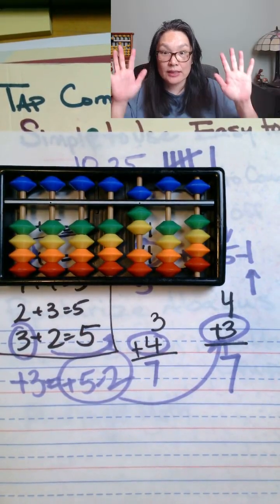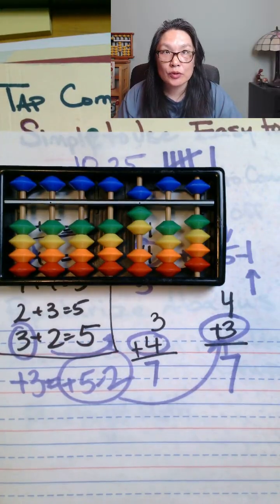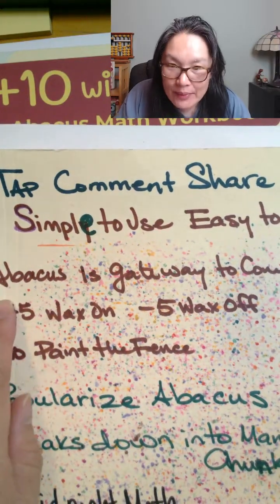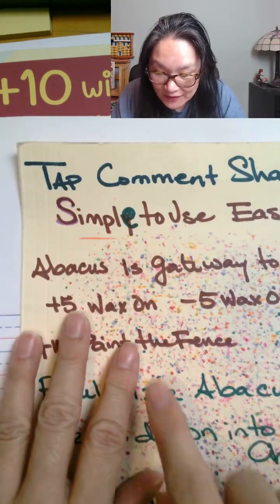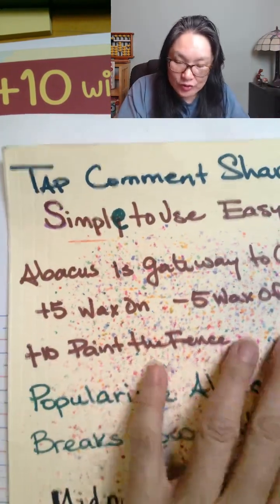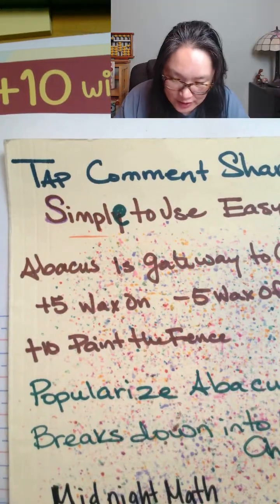Easy, simple to use, easy to understand. I wrote it out. Simple to use, easy to understand. Abacus is the gateway to complex math. Well, what we just did is the plus 5, we just waxed on. And then we're going to do the wax off. We could do a wax off, which is just taking away.